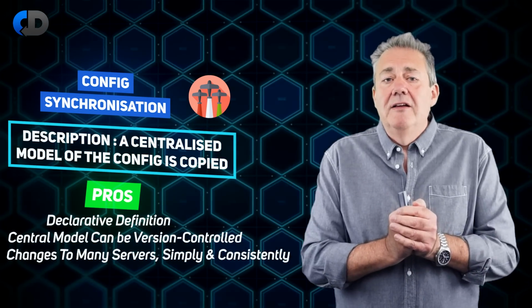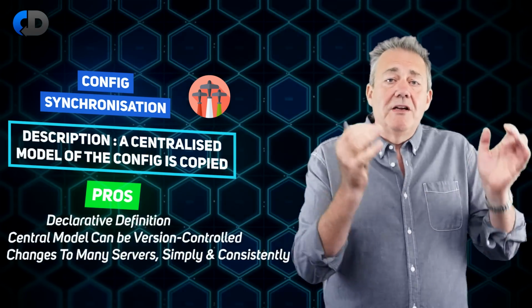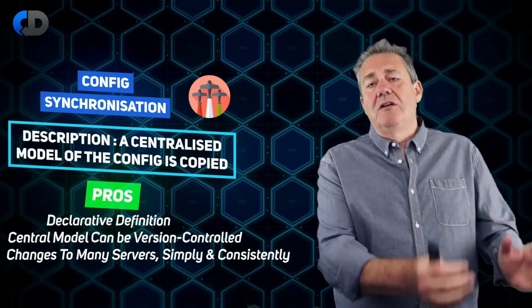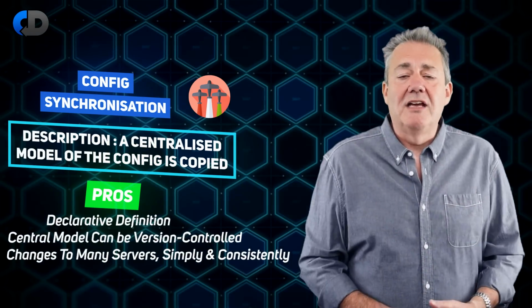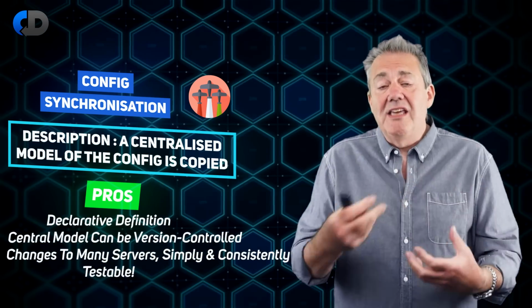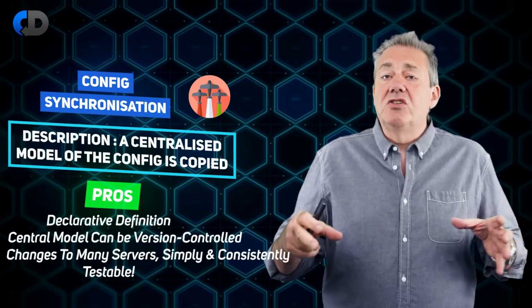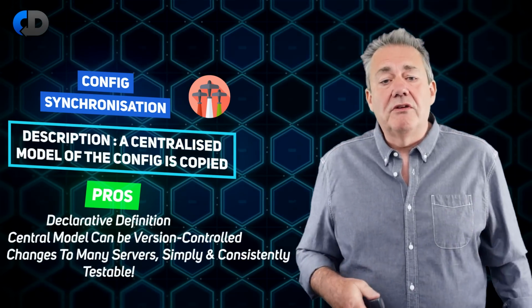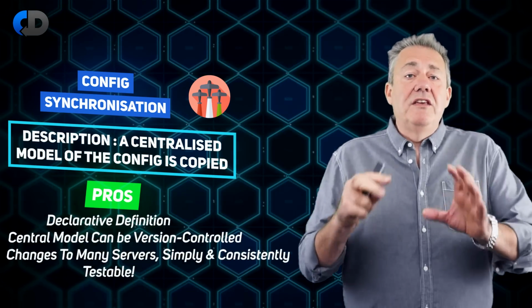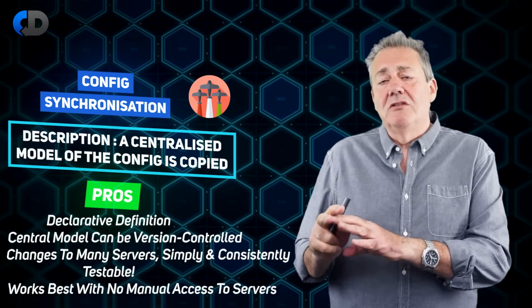If we have a definition for a database server or a web server, we can just replay that every time we need one of those things, and we'll get exactly the same thing every time. It's testable. We can start thinking about writing tests or evaluating each step in the change in the configuration to understand whether it works or not. This approach works best when there is no manual access allowed to the servers.